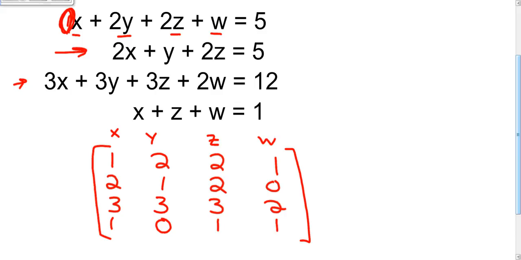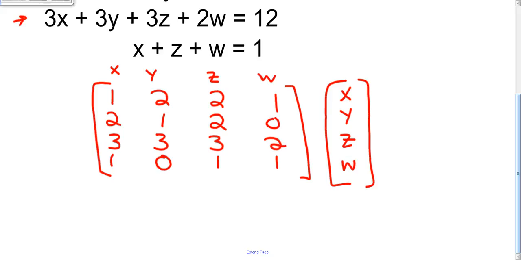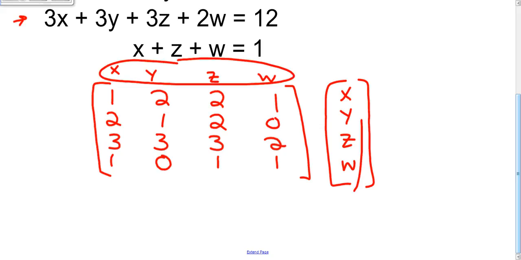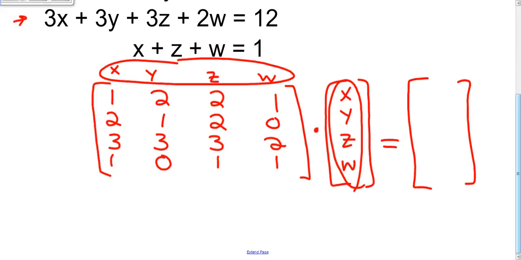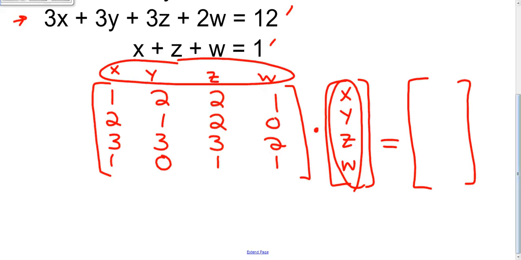Okay, so you've got that matrix. Then on the other side, this is what you're going to do. This is x, y, z, w. Notice you're going down in the same order that you did, so this row right here should match with this column right here. On the other side, you're going to make a matrix that has the other side of the equal sign in it. So that's 5, 5, 12, and 1.